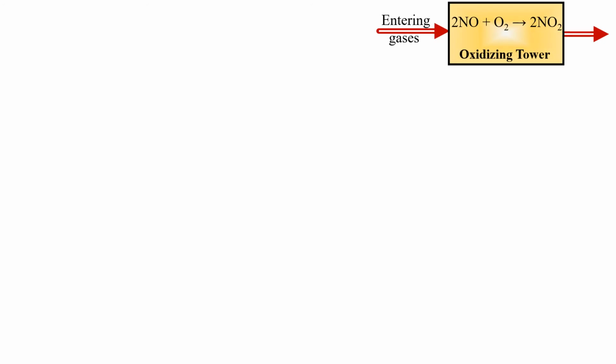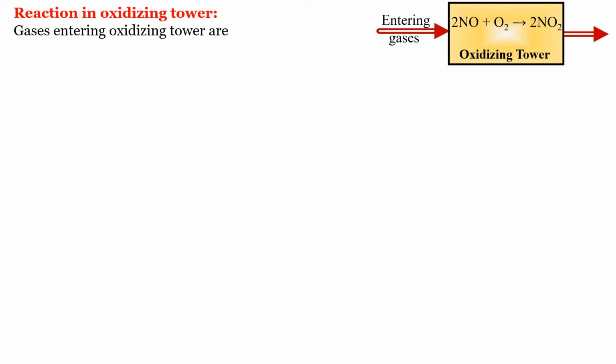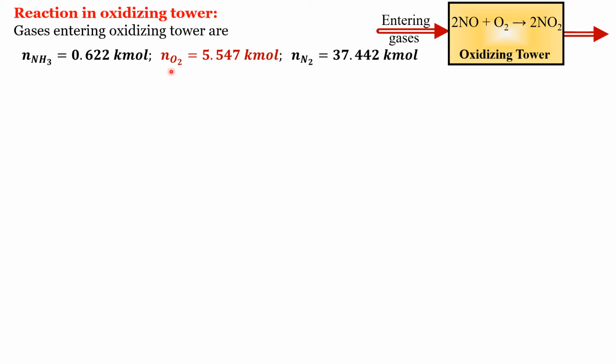Now we will go to the next step, that is oxidizing tower. So whatever gas that will come out of the previous tower will enter into the oxidizing tower. And just now we have estimated the entering gases. So gases entering the oxidizing tower are ammonia, oxygen, nitrogen and H2O and NO. So these are the same compositions that were leaving the converter.